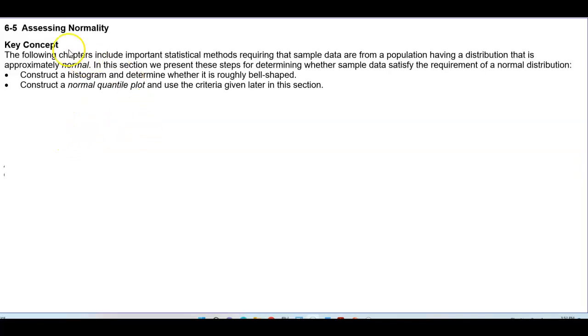Section 6.5, Assessing Normality. Key concept. In the following chapters, we will include important statistical methods requiring that sample data are from a population having a distribution that is approximately normal. In this section, we present these steps for determining whether sample data satisfy the requirement of a normal distribution. In order to do that, we would construct a histogram and determine whether it is roughly bell-shaped, and we would construct a normal quantile plot and use the criteria given later in this section.